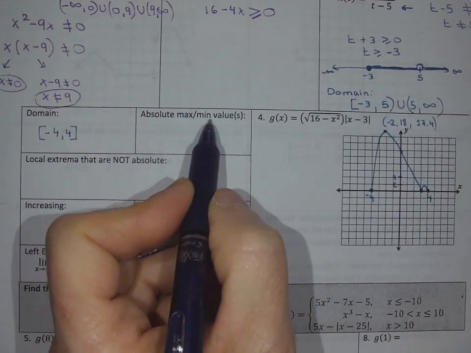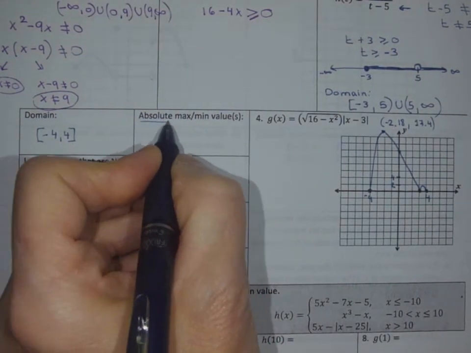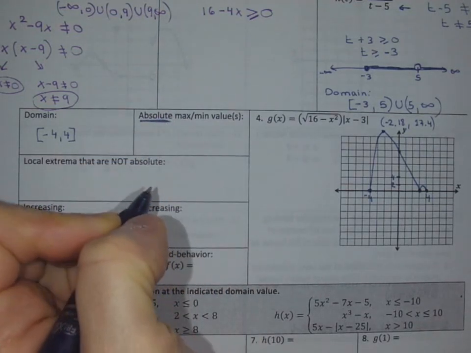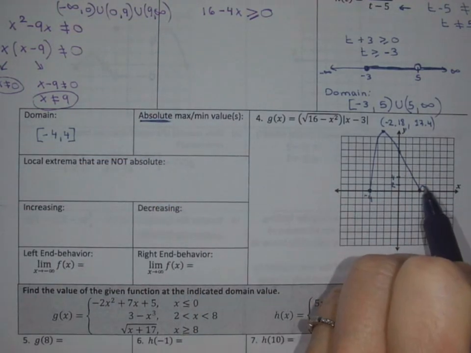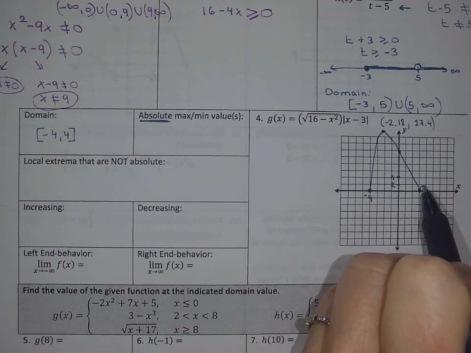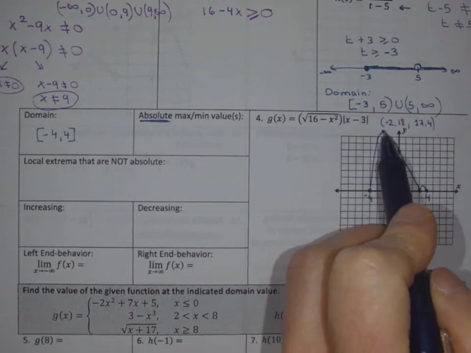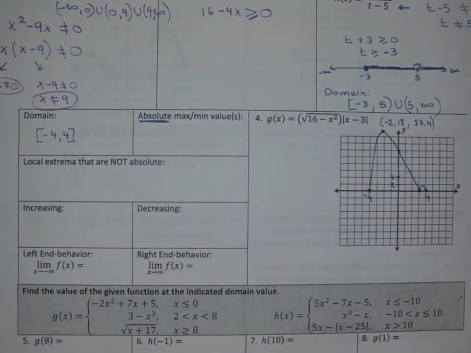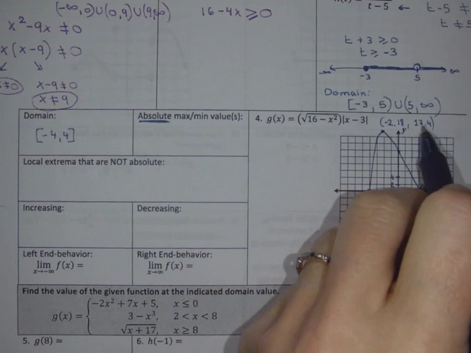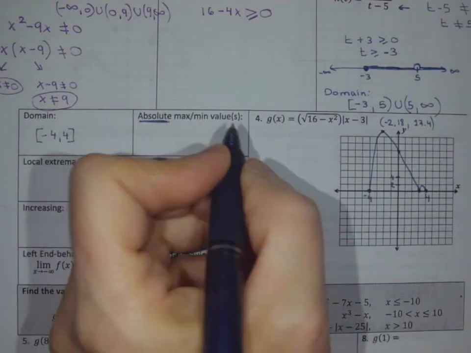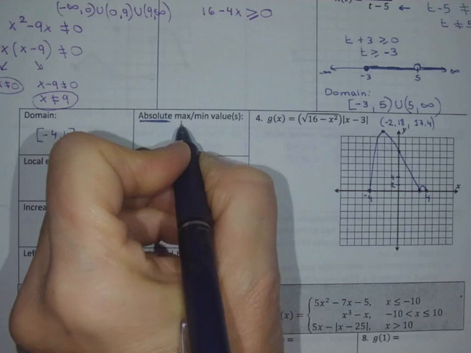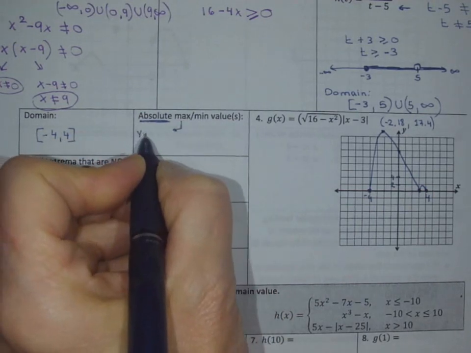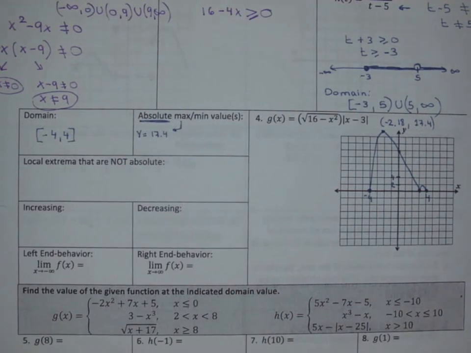The absolute maximum and minimum values. So absolute means the highest or lowest, right? Not this little bump there, that would be a relative maximum, but it is not my absolute. My absolute will be right there. Absolute maximum and minimum values, those are your y values, because the y tells you how high or low your function is. So my absolute max is 17.4. So absolute max is going to be y equals 17.4.